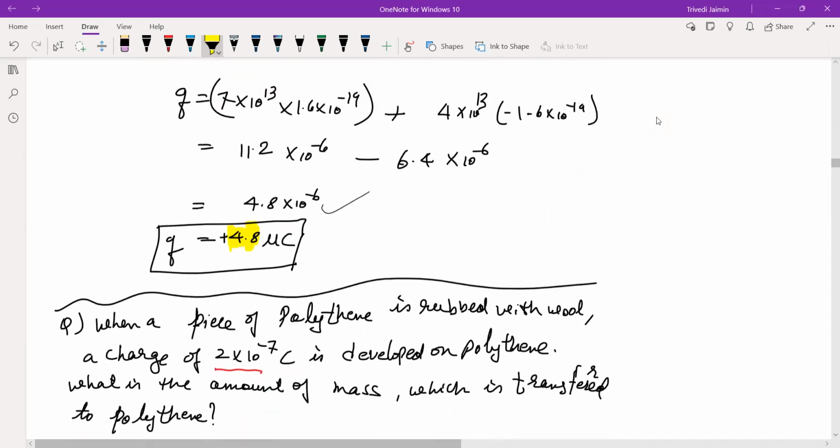Try this one. A piece of polythene is rubbed with wool, and a charge of 10 to the power minus something is acquired. I think this is an NCERT question, if I'm not wrong. Let it be. After finishing this chapter, we'll do all the JEE questions.